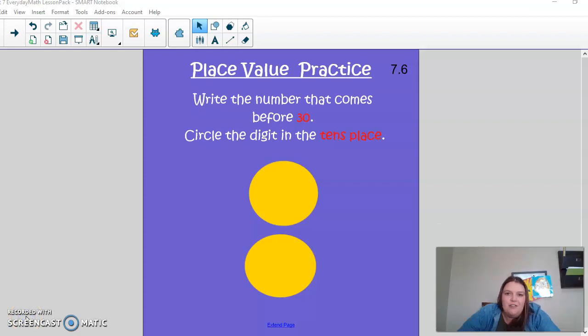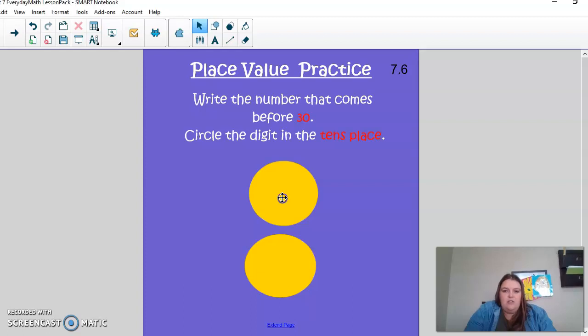Good morning, first graders. Today we're working on lesson 7.6 and we will need our notebook out under the math section. And you can go ahead and write 7.6. The first question I want you to do is write the number that comes before 30. And if you need to pause, you sure can. So you're going to write the number that comes before 30 and then you're going to circle the digit in the tens place. So go ahead and pause and do that.